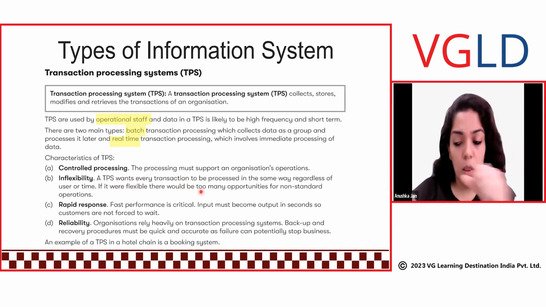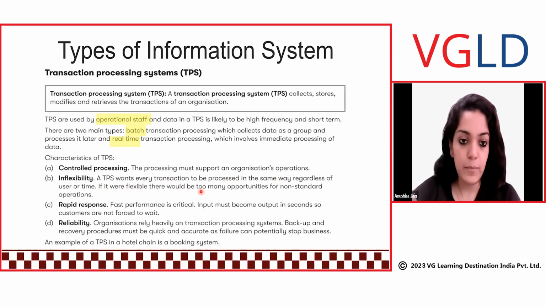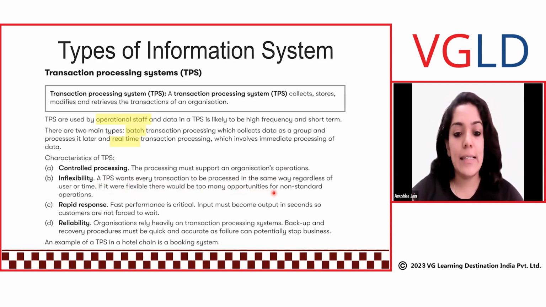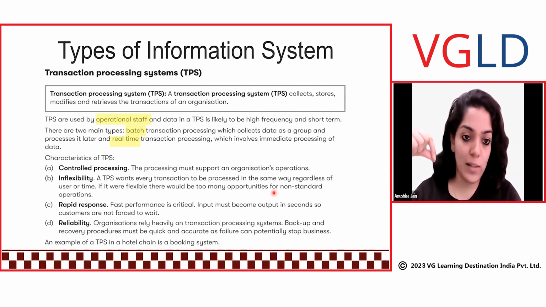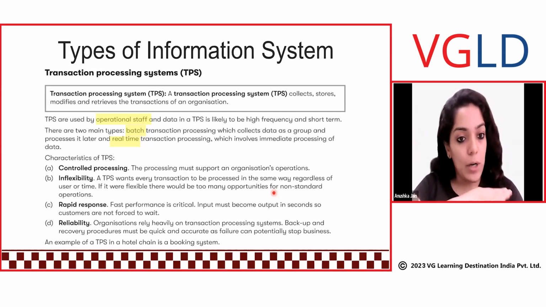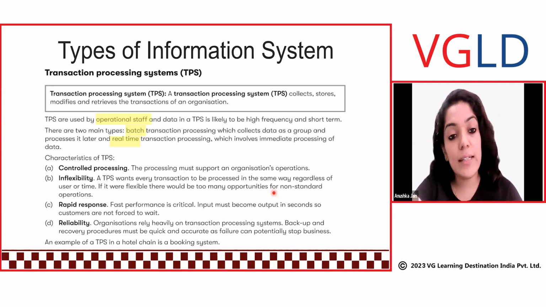If it were flexible, there would be too many opportunities for non-standard operations. So I hope you realize that if people at the bottom are given a lot of flexibility, the data might start becoming useless because they start following different formats, and it will become difficult to collate the information at the management control level. So the data at the bottom level is kept standard. They have to follow a certain format for entering the details in the system.